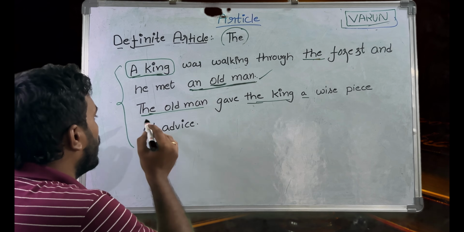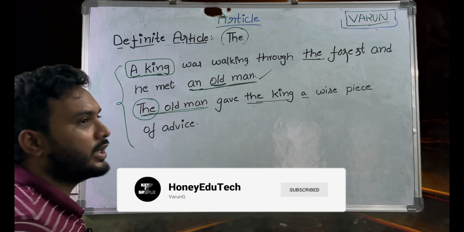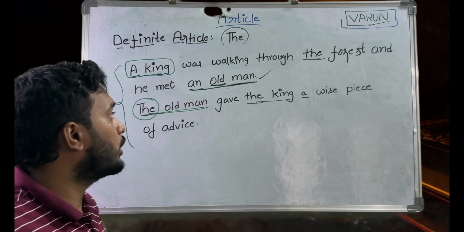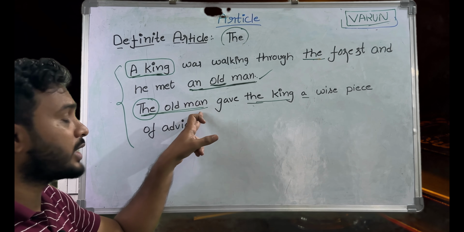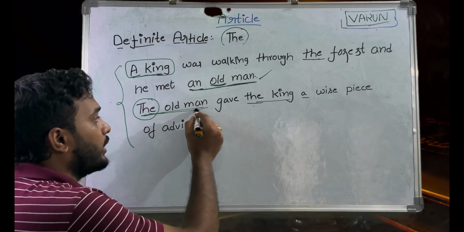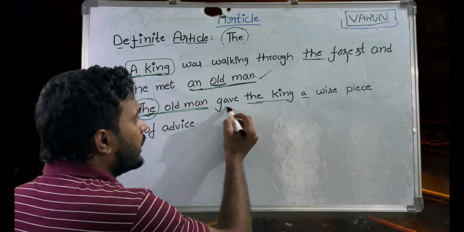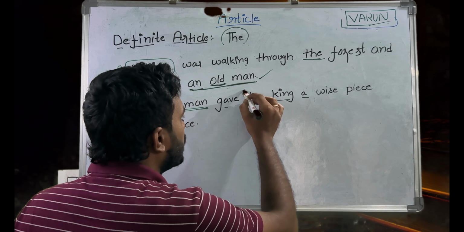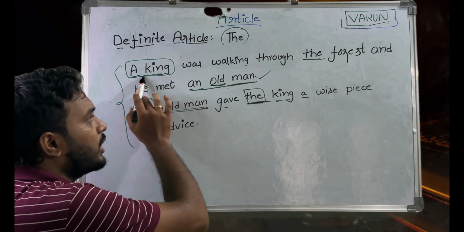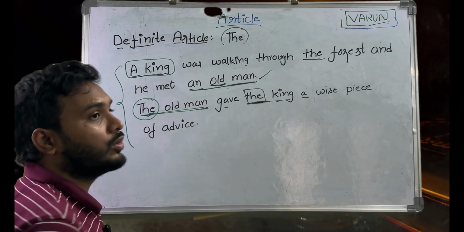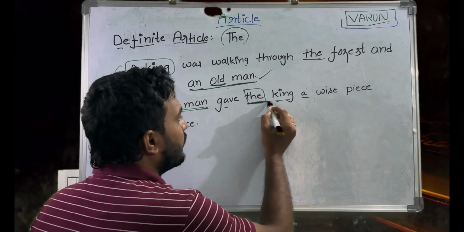Okay, and make sure this is the whole complete story. Okay, now here the old man, now come to this point, here we use the. Why we use the? Because in the first sentence we don't know who is that old man, but when we come to the second sentence we know the old man. That is the reason we came up with the. Now the old man gave the king, so here also it is used the before the king. Here a king was introduced. After completion of the sentence we got to know okay, he is the king. Okay, that is the reason we used the.